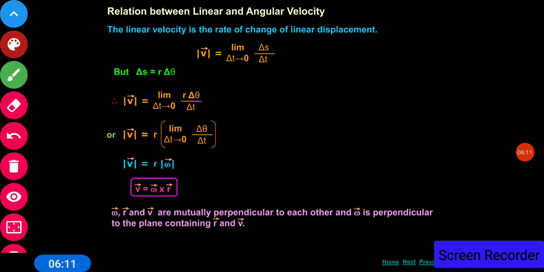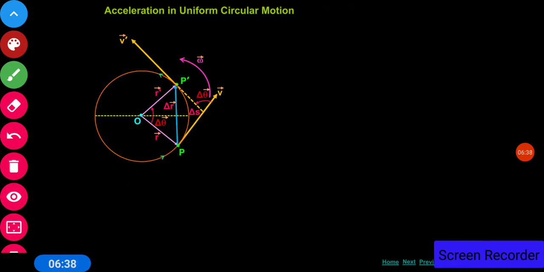As omega, r, v are mutually perpendicular to each other, omega is perpendicular to the plane containing r and v. This we have learned in the previous lectures, that the cross product of two vectors gives a third vector. The result is also a vector quantity. Then how can we find the direction? Using our right hand thumb rule. This we have already discussed in the previous lectures.